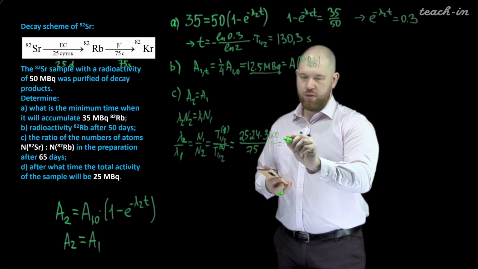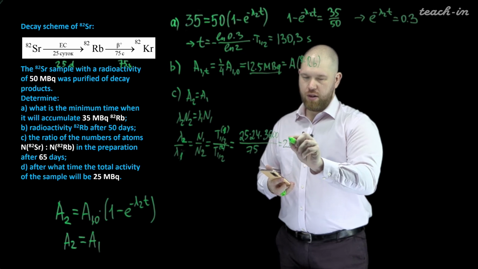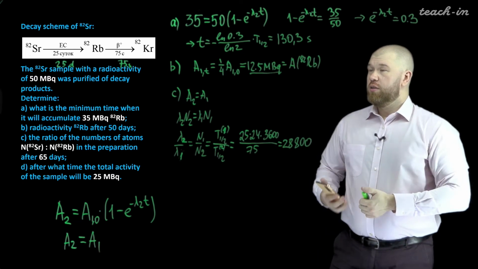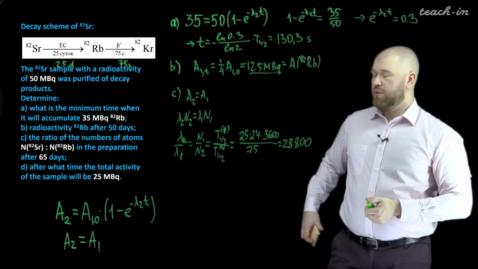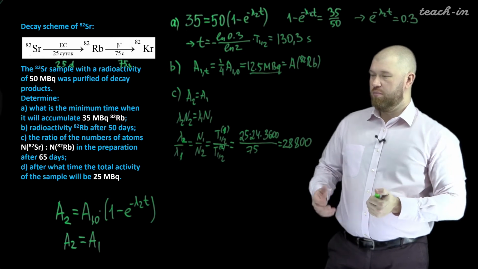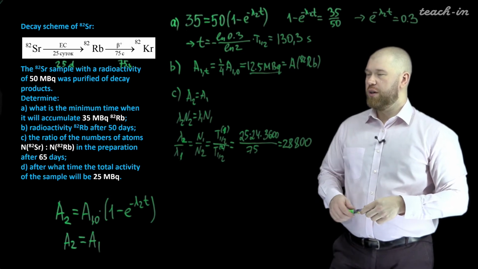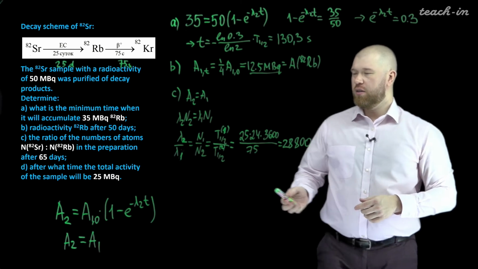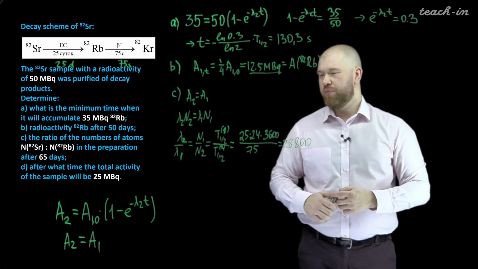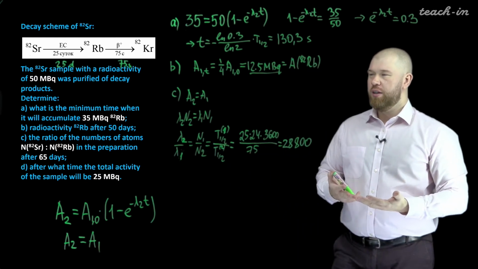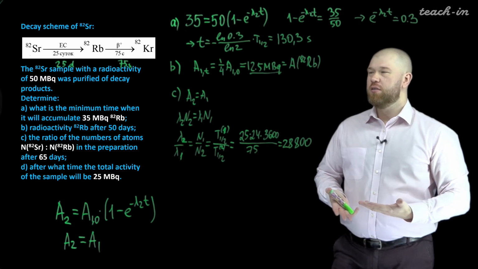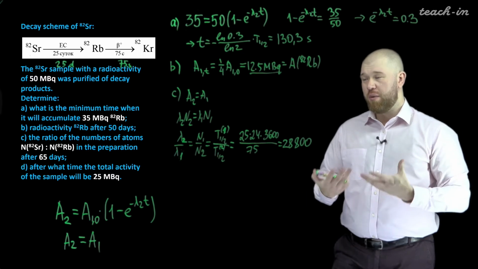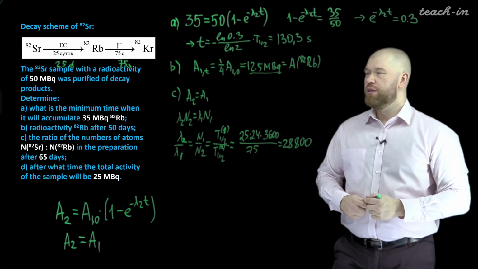It will be 28,800. So almost 30,000 times more atoms of strontium-82 we have in our system. Again, you can clearly see that when you have a similar activity, but due to the different half-lives, you will have a different amount of the radionuclides.